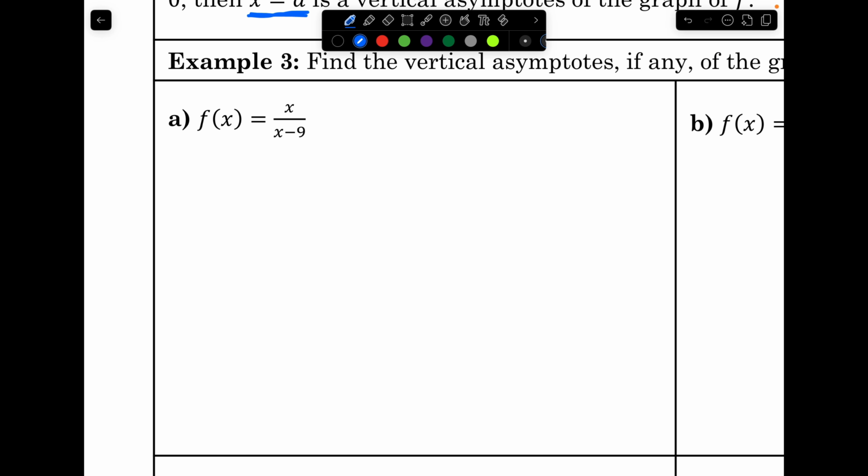So in this first example here, there is no common factor with the numerator because the numerator is just x and the denominator is x minus 9. So to find the vertical asymptote, we're simply going to get our x minus 9, our denominator, and set that equal to 0. So this one just simply requires us to add 9 to both sides, and we are done. x equals 9 is the location of our vertical asymptote.